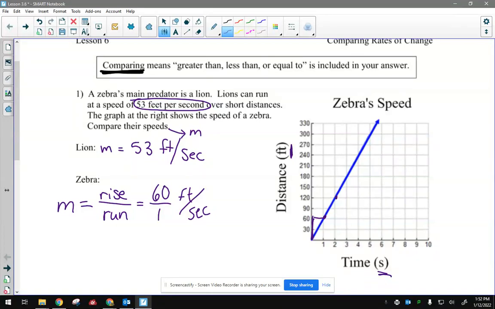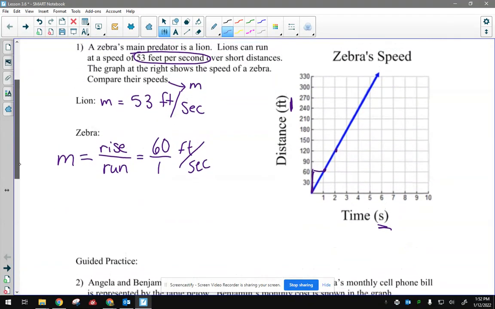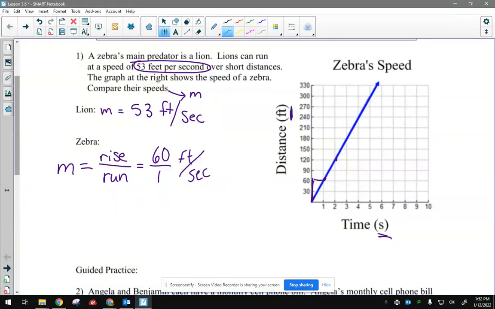Now, we can't just stop there because when you are asked to compare, that means you're going to write a sentence describing, and you're going to use the words greater than, less than, or equal to in your answer. So I'm going to write, says, compare their speeds. The lion's speed is less than the zebra's.